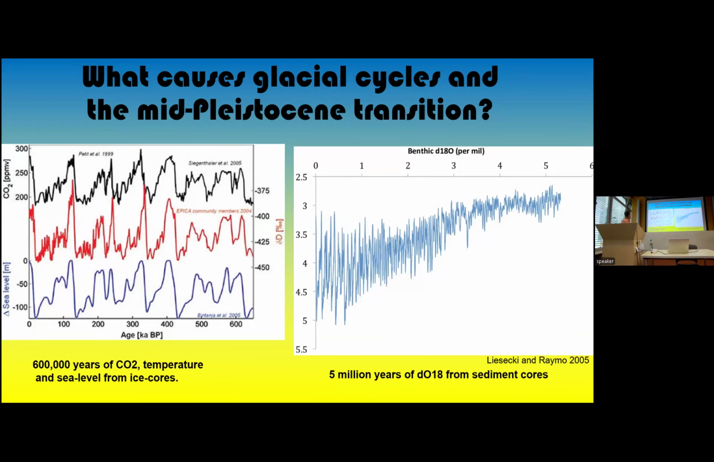Yeah, these lines, they all look the same. So before we talked about this little period here, and we see the Dansgaard-Oeschger events in here. Now we're talking about glacial-interglacial cycles. So it's a much longer time scale with much larger amplitudes. You can look at the Dansgaard-Oeschger oscillations as the little sisters of the big glacial cycles.